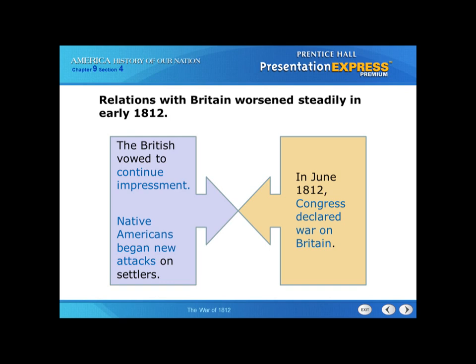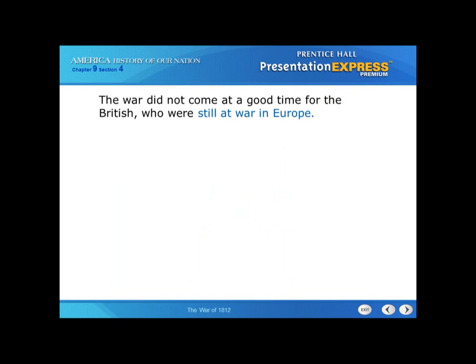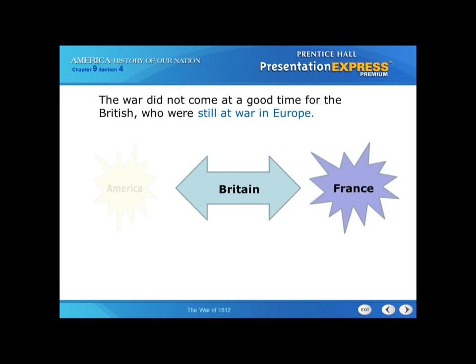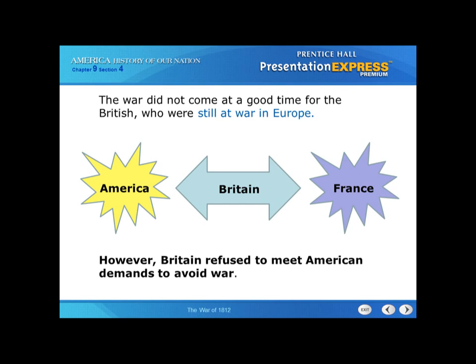In June 1812, Congress declared war on Britain. The war did not come at a good time for the British, who were still at war in Europe. Again, Britain had a two-front war, one in America, one in France. This is bad for Britain, perhaps good for us. However, Britain refused to meet American demands to avoid war.